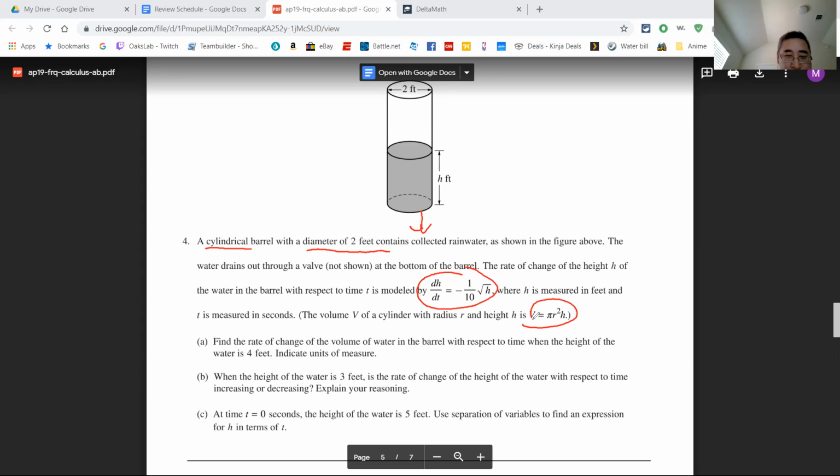So part A, find the rate of change of volume. So that automatically tells me that dV/dt is what I'm looking for. And they were nice enough to give this volume formula. All right. So clearly we need to take the derivative of this equation.